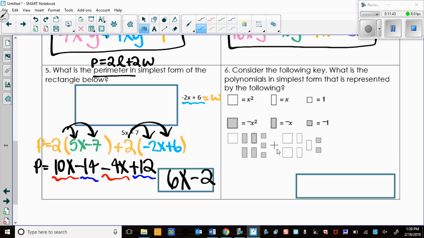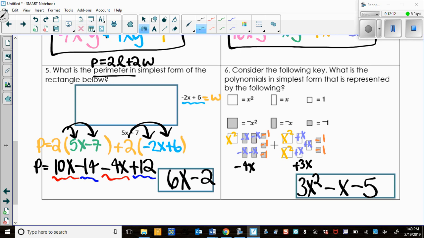So I'm going to go ahead and fill in the values of each of these squares. So I have written down the value of each square. So now you combine. There are 3x squared, so that is the coefficient of my first one. I have negative 4x, and I have positive 3x. If I were to combine those together, my answer is negative x. And I have negative 1, minus 1, minus 1, minus 1, minus 1, which gives me negative 5. So really, you're just using the key to help you, and then combine like terms.